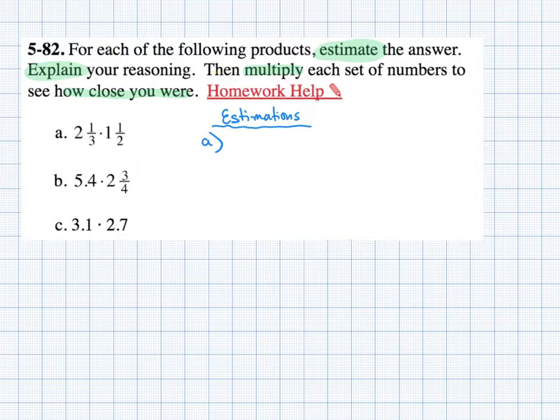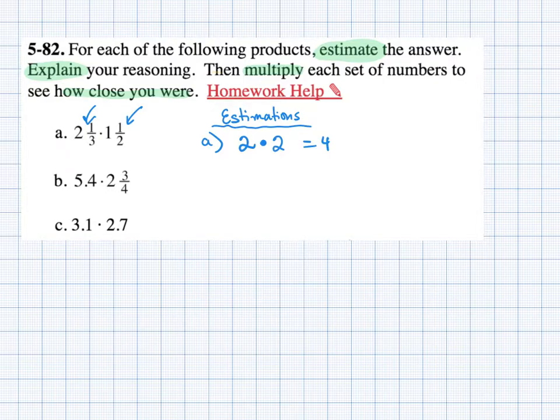So for example A, it says 2 1/3, so in my head I'm going to think of the 2. It is close to a 2, not a 3. And then for 1 1/2, since the previous I went low, I'm going to go higher. So instead of 1 1/2, I'm going to say a 2, and I'm supposed to multiply. So my estimation is going to be about 4. I went low on this one, but I went higher on this one, to the next whole number, and then I'm saying my answer will be about 4.